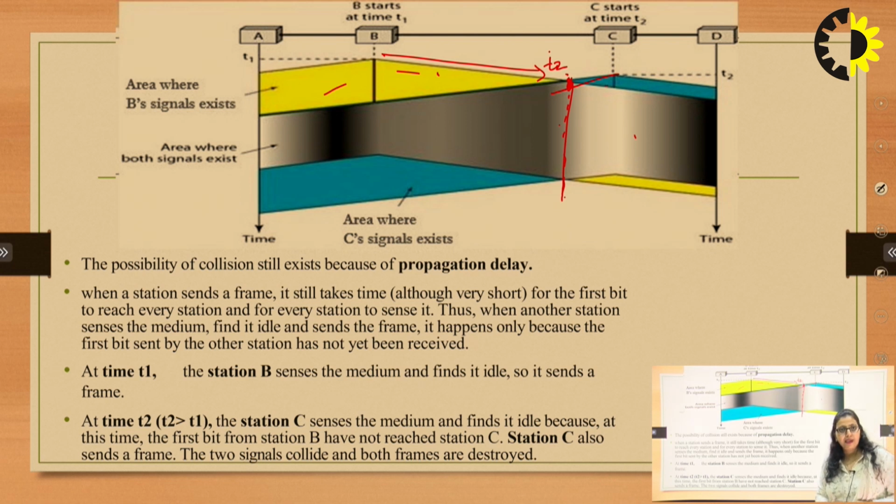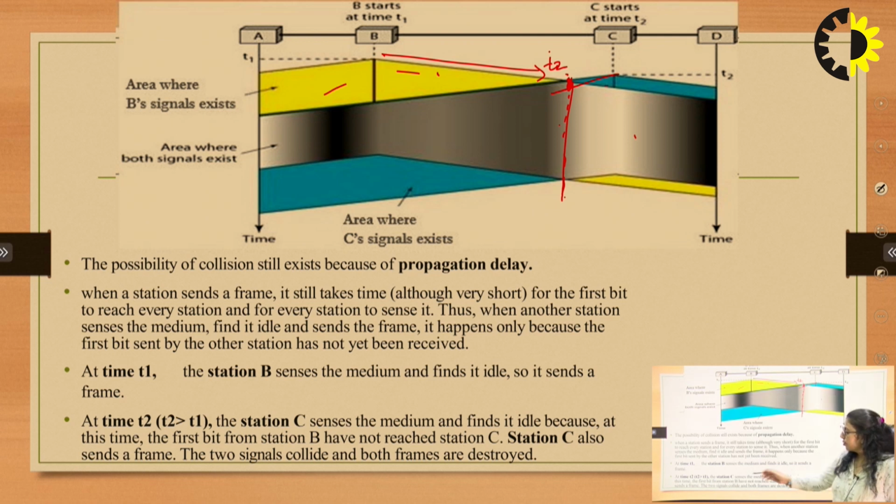When a station sends a frame, it still takes time for the first bit to reach every station. When data is transmitted, as soon as the first bit is received by any sender or receiver, it can sense that something is traveling on that medium. But until it is received, what does it mean? It means there is no transmission, because the station is not able to sense that data. So the medium appears idle and it sends the data. This can only happen because the first bit sent by the other station has not yet been received.